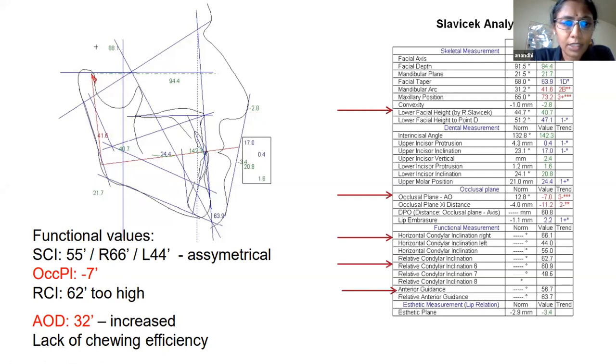So if the angle of disocclusion is more, then they cannot chew. If the angle of disocclusion is less, then the patient will keep breaking things. So that's what we come up with. Now we have to decrease the angle of disocclusion, and that means we have to increase the occlusal plane. So if the occlusal plane is increased, then the angle of disocclusion will be increased. So they go reverse, right? So over here, mainly we have to steepen the occlusal plane, especially the left side. The right side, we can keep it probably as is, but we need to steepen the occlusal plane.